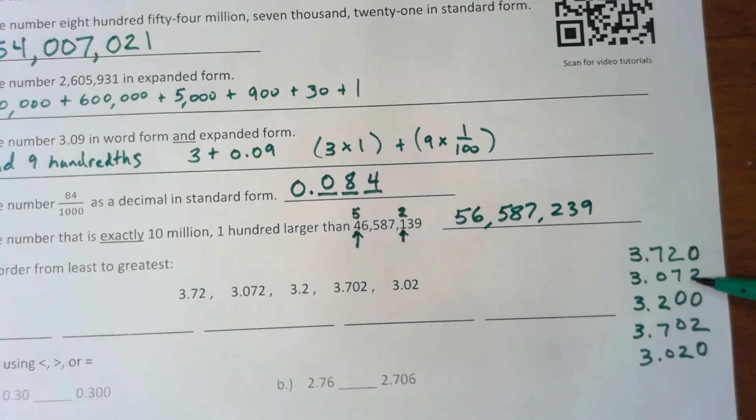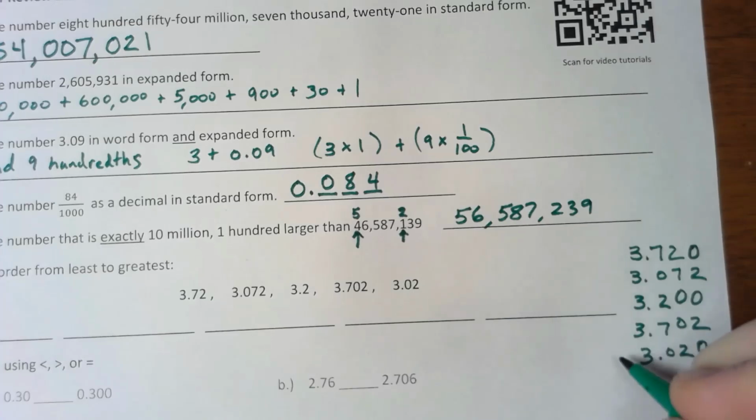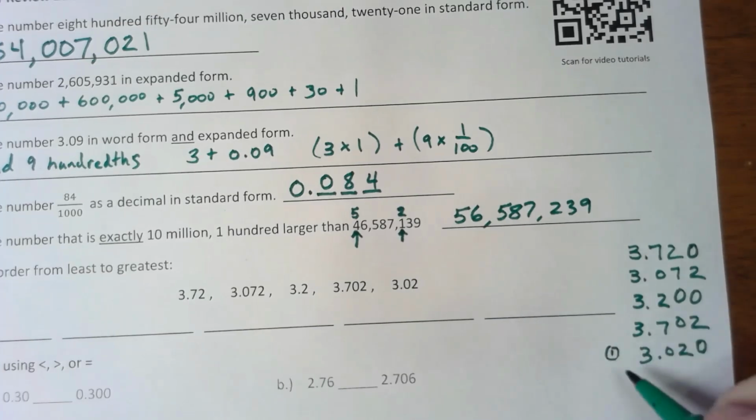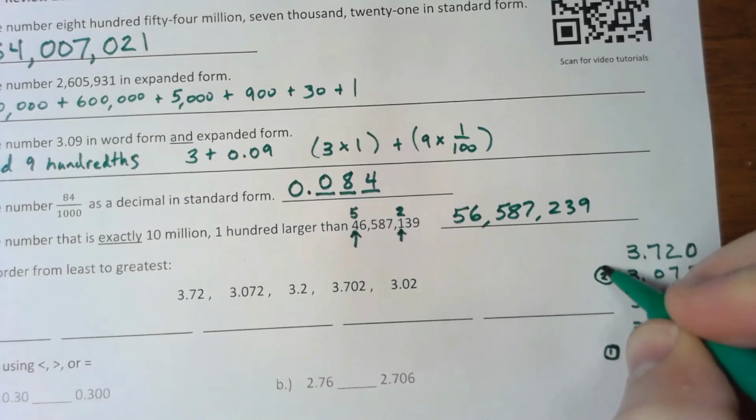So I'm going to have to look at these two and go to the hundredths place. This one has a 7 in the hundredths, this one has a 2 in the hundredths. So this one is your smallest one. I'm going to write a 1 out to the side of this to remind me that it is the smallest number, and that would make this one the second smallest number.